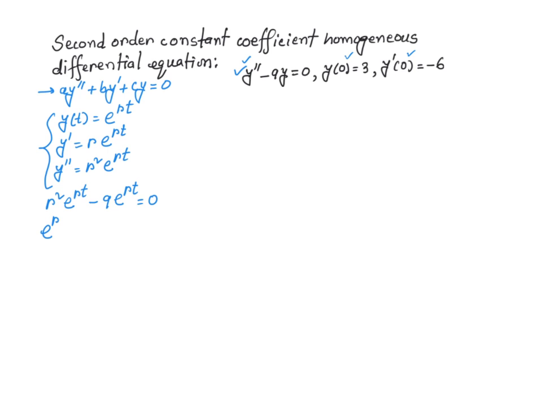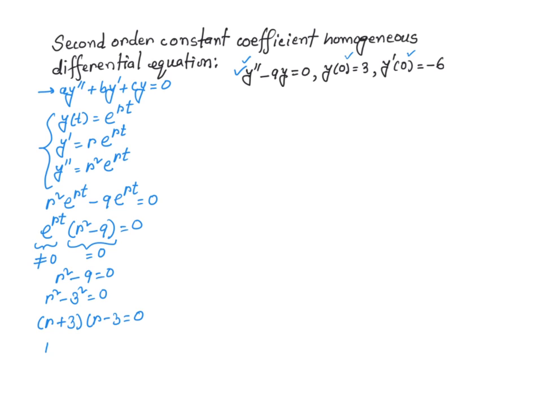If we factor out e to the power rt, we have r square minus 9 is equal to 0. Obviously, this is an exponential function, hence is not equal to 0. So this must be equal to 0, right? So r square minus 9 is equal to 0, or r square minus 3 square is equal to 0, which is a square minus b square, which is a plus b times a minus b, or r plus 3 times r minus 3 is equal to 0. So my conclusions are that either r is equal to 3 or r is equal to negative 3.